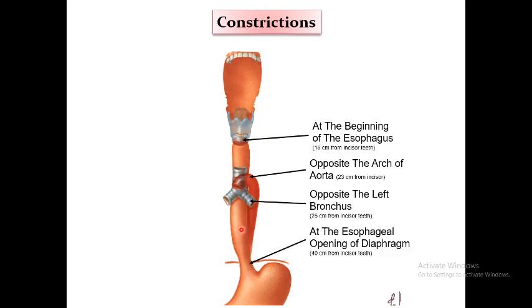These are very important sites, and they carry clinical importance during instrumentation of the esophagus. When we insert an instrument in the esophagus, like the gastroscope or the endoscope, we insert it from the mouth cavity, so we should locate the distance from the incisors. Number one, 15 centimeters, the beginning. Number two, opposite the arch, 23 centimeters. Number three, opposite the left bronchus, about 25 centimeters. And lastly, the esophageal opening of the diaphragm.